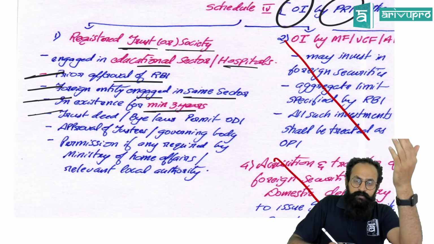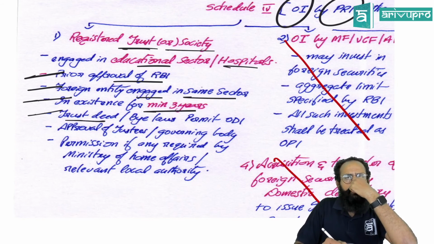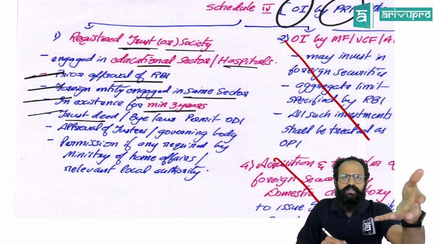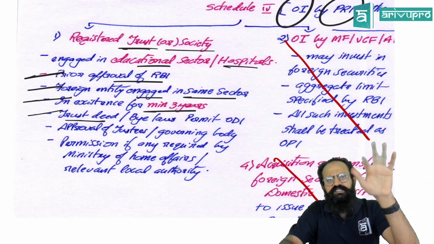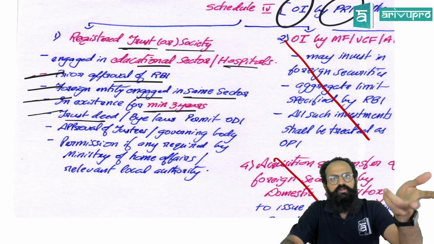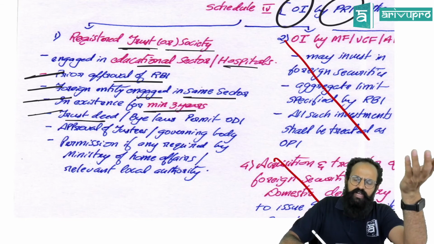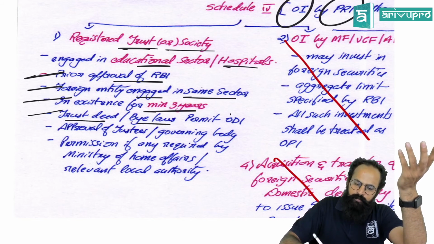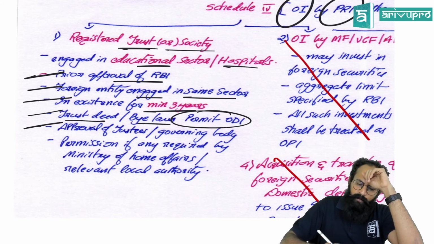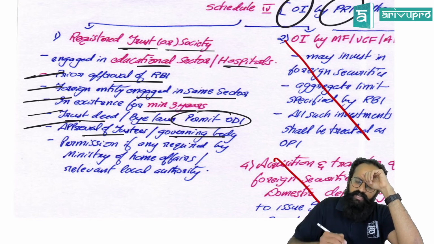Now, if you're a trust, you have a trust deed. Imagine it like your company's AOA. So the articles of association will be there. A trust deed will provide what to do and what not to do. So the trust deed should have an approval. In a society, we call it bylaws. So it should permit the ODI. Approval of trustees or governing body.